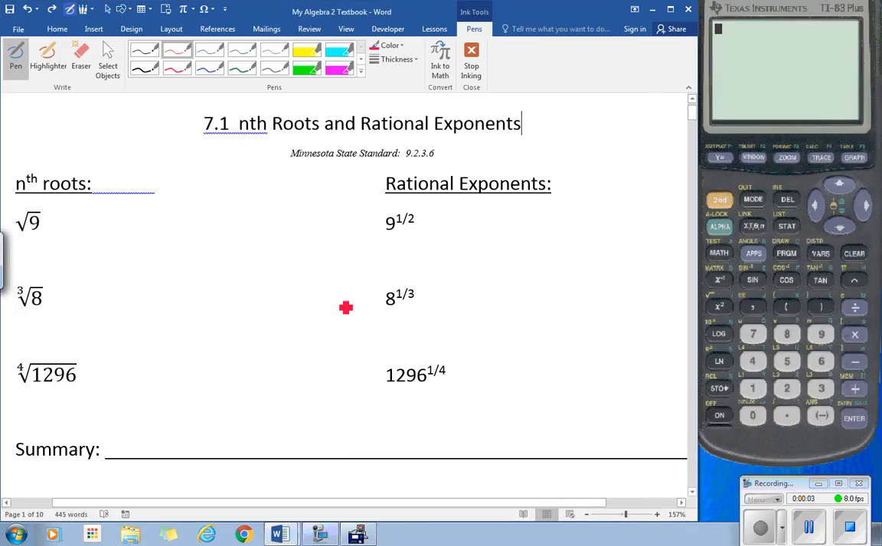Hi, welcome. We're going to look at the nth root and rational exponents. So we're starting up a new chapter here. The nth root notation is something we've already been working with, but it's been limited to just the square root. So we're familiar with this.